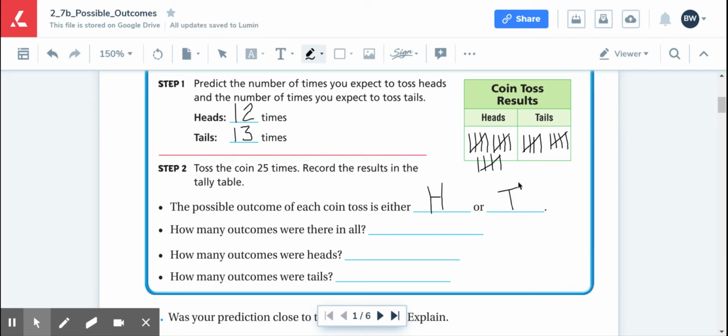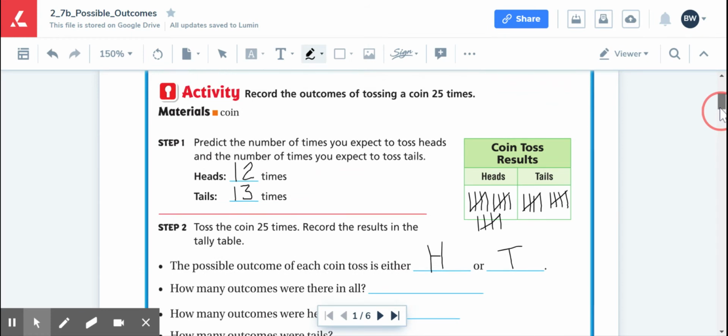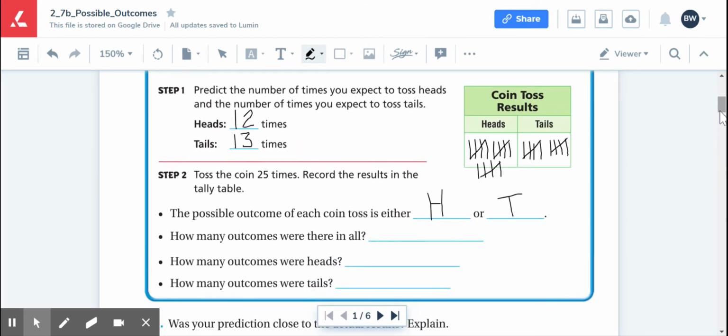How many outcomes were there in all? Well, how many times did I toss my coin? They told us up here in the directions to toss it 25 times. So there were 25 outcomes.